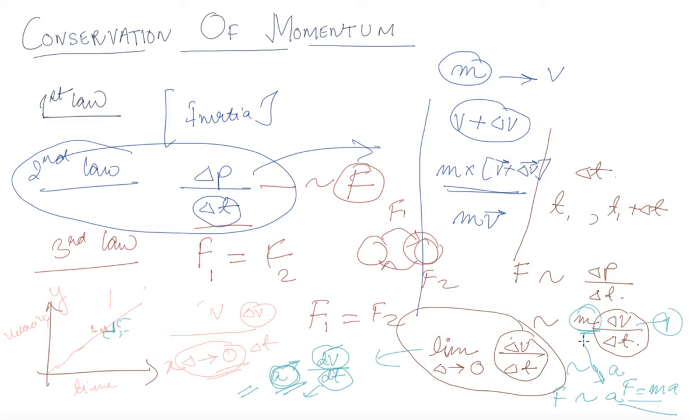Now, as I've discussed in a previous class, the second law does not say F equals to ma, but it implies that force equals to mass into acceleration. The second law is not F equals to ma.